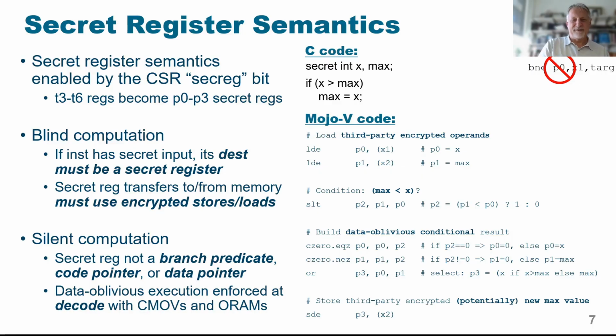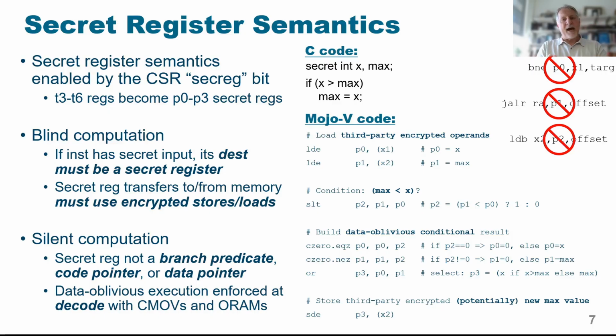If you were able to do that, you could create control flow in your program based on secret registers. The second thing you can't do is use a secret register as a code pointer. You can't jump to a secret register address. So you can't JALR, you can't return. So you just use a non-secret register for that. That's fine. And then third, you cannot use a secret register as a base register for a load or a store, even an encrypted load or store.